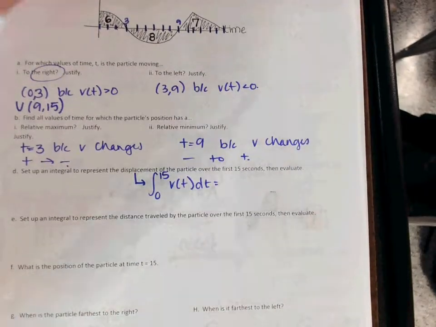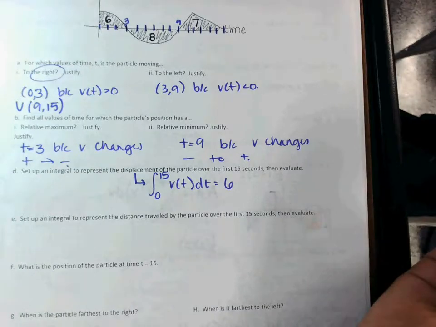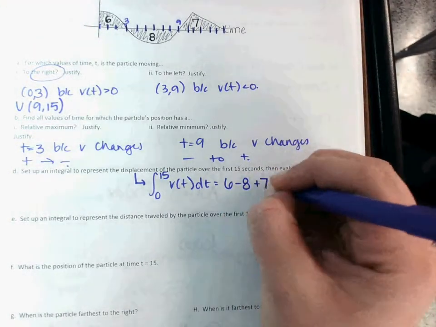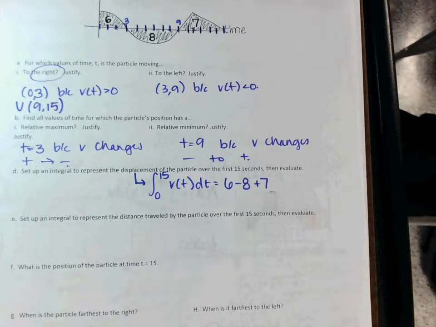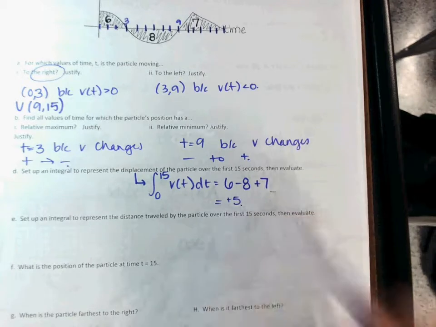What was your first area? 6. How do I count my 8? Plus or minus? Minus 8. How do I count my 7? Plus 7. 6 minus 8 is negative 2. Plus 7 is 5. Okay?